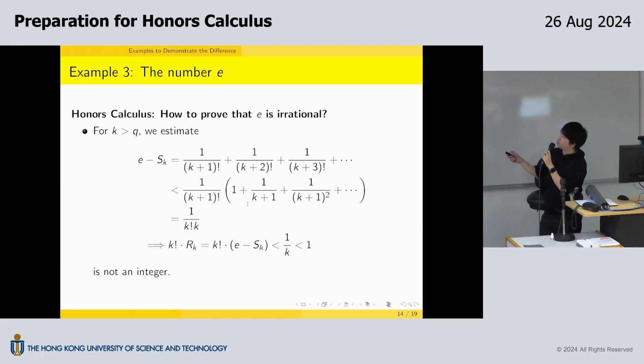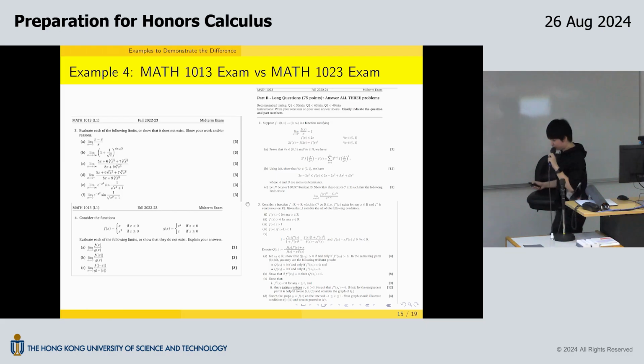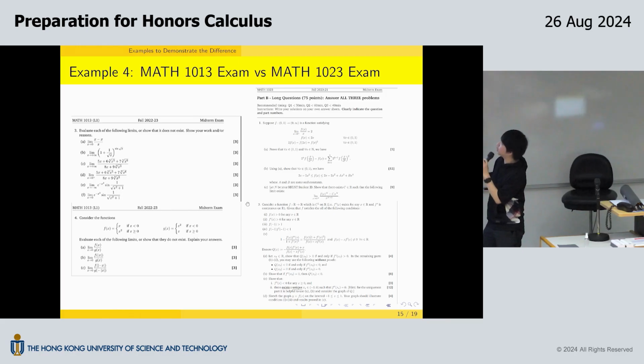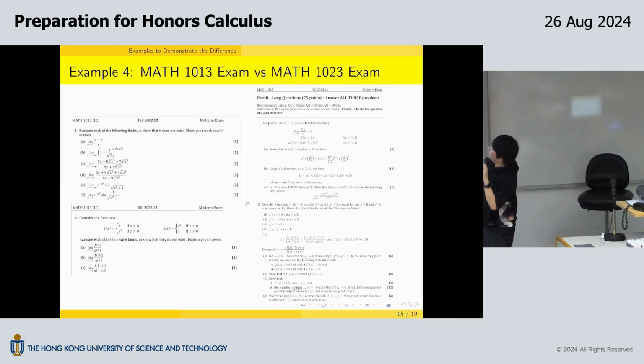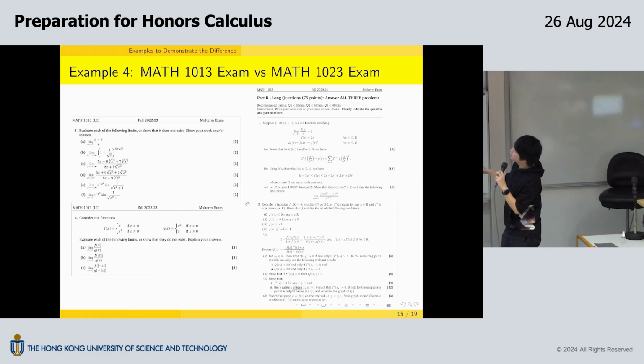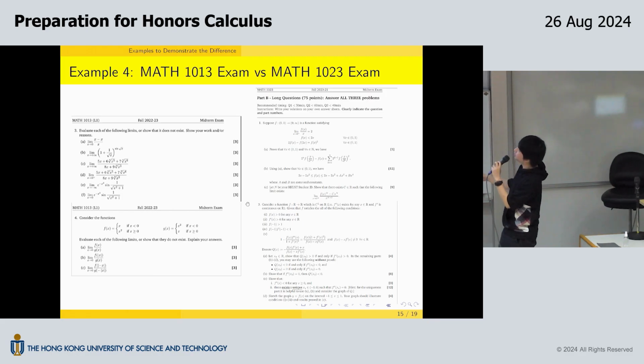And actually, the midterm exams in honor calculus will be like this level. Okay. So in the last example, let me also show you the difference between the exams between the normal calculus and the honor calculus. So the left part is past exam for 1013, the normal calculus. So let's say in this question, you are asked to evaluate the limit of the function. So the function is given explicitly. The calculation may be a bit cumbersome, but they are explicit, and they are straightforward calculations.